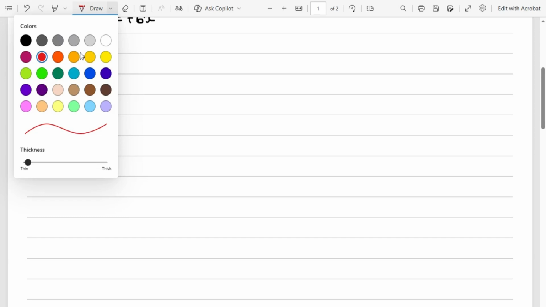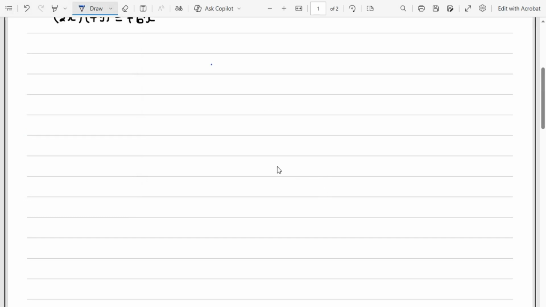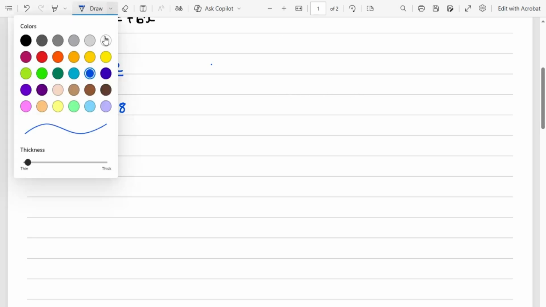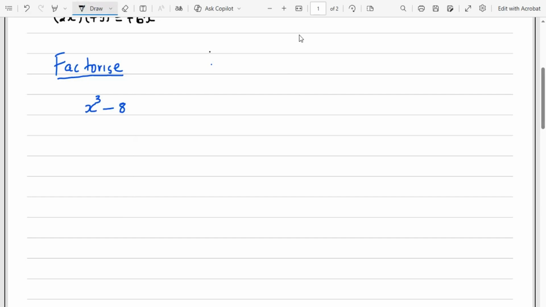Let me give you an example that you can try. So let's say we need to factorize x to the power 3 minus 8. Let's say you want to factorize this one. Okay, so now if we factorize this one, you'll get this type of question in grade 12 when you work with limits, something like this.